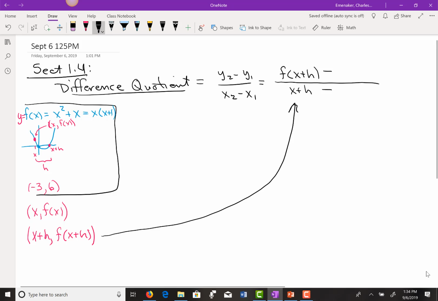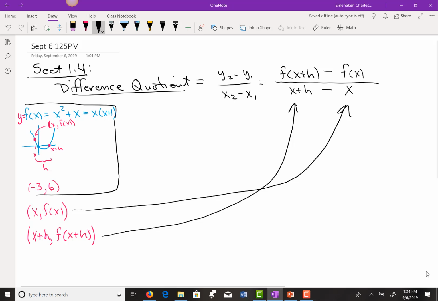Now, the other point that we can plug in is that one. This would be the y1, which is f of x, over x1, which we're just going to call x. Are you okay? Does it make sense to you that all we've done there is to create a slope? It's a slope between 2 points. What don't you like? I did it. Okay, I saw you shaking your head no, and I thought, I don't want to lose her.